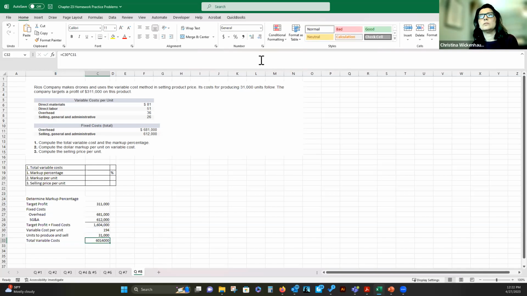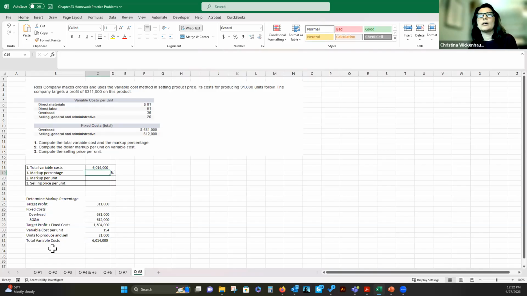There we go. That looks better. So we have 6,014,000 in variable costs, which is what the first part wants. So you just equals, this is our total variable cost.